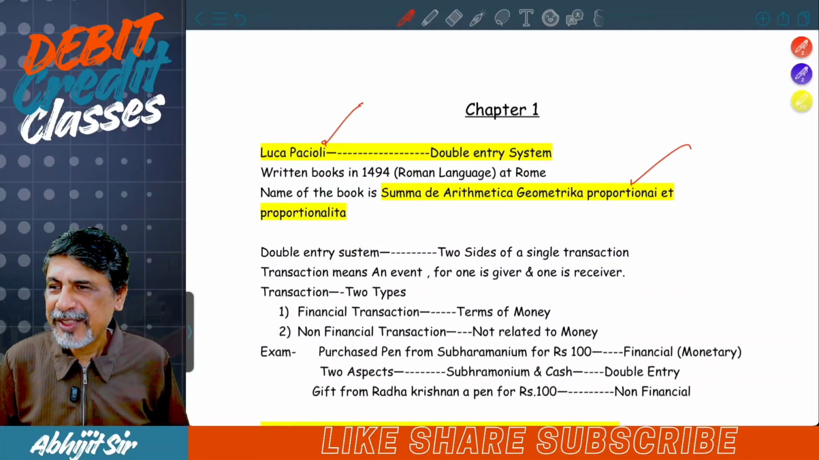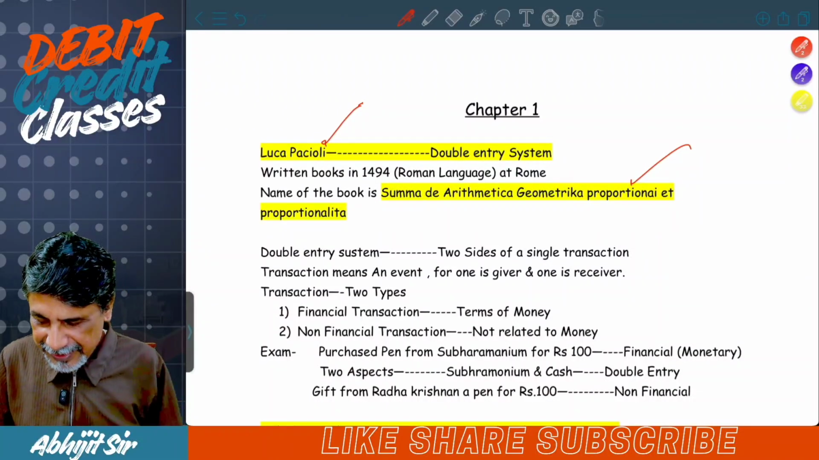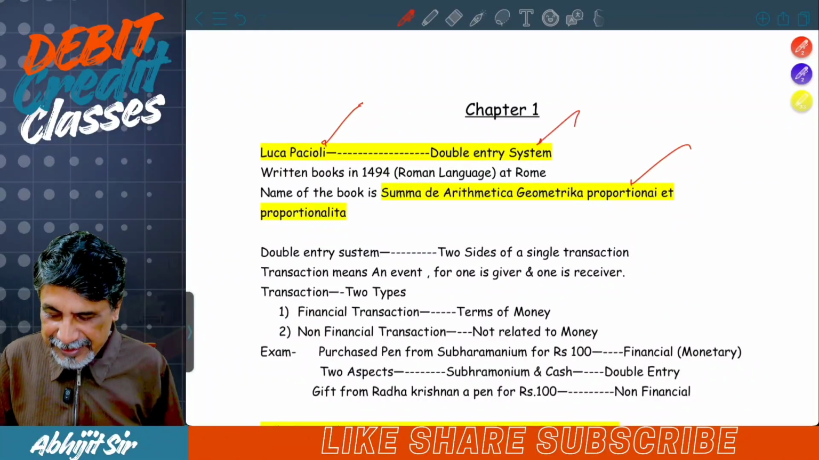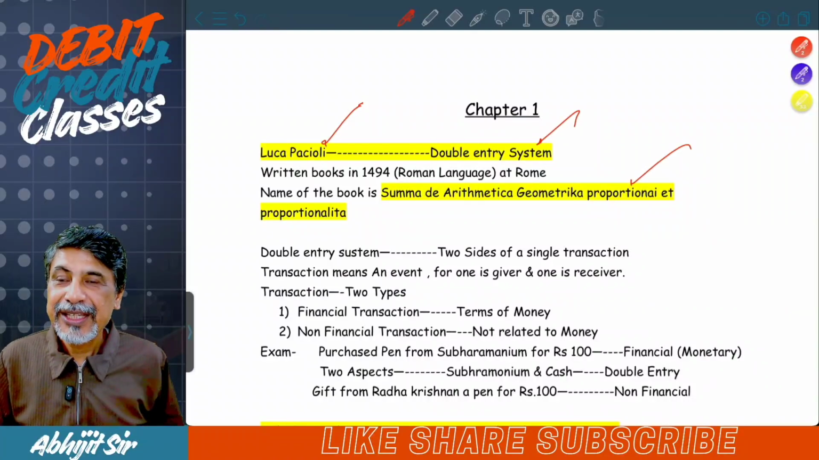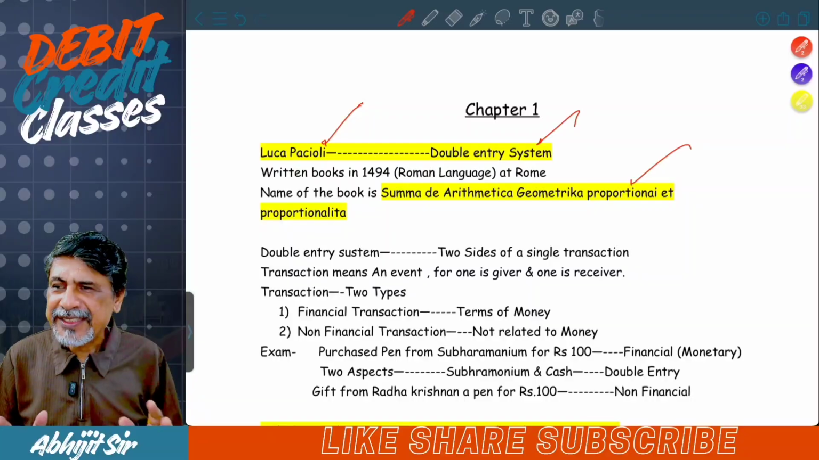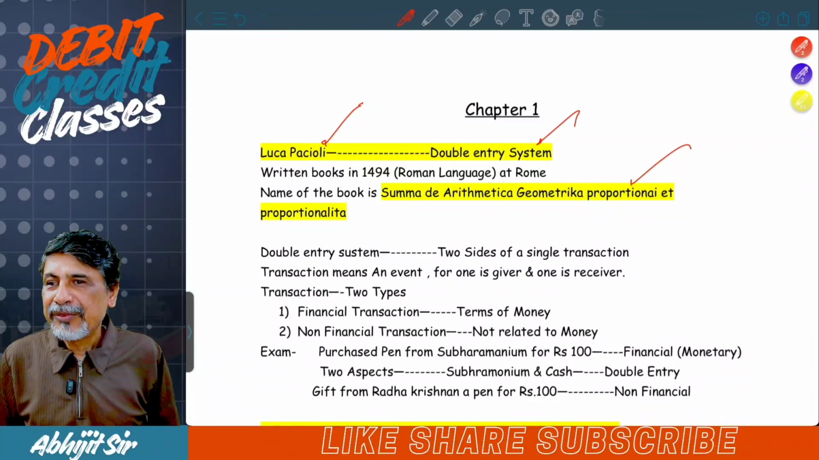In this book, he mentioned the double entry system. That is the main of accountancy. If you learn the double entry system, you learn half of accountancy. Entire accountancy depends on the double entry system. Now, what is the double entry system?